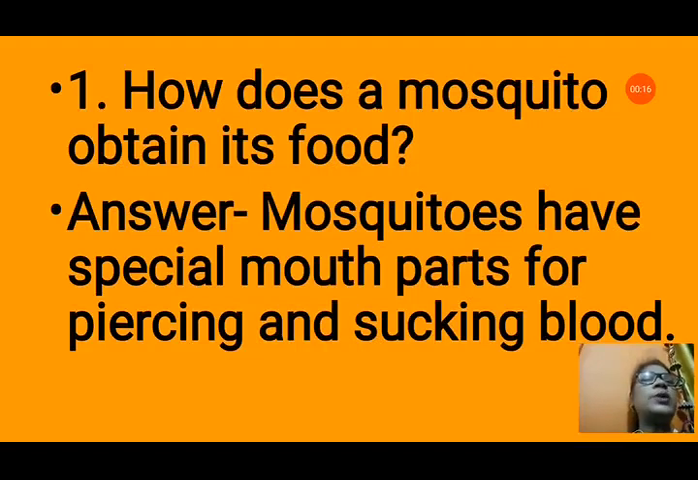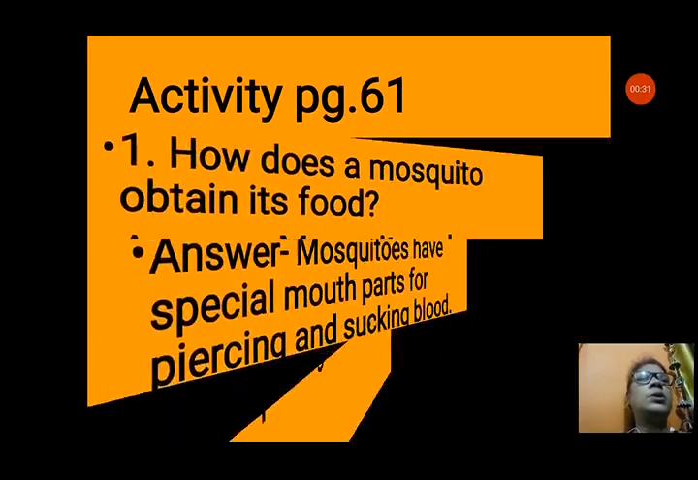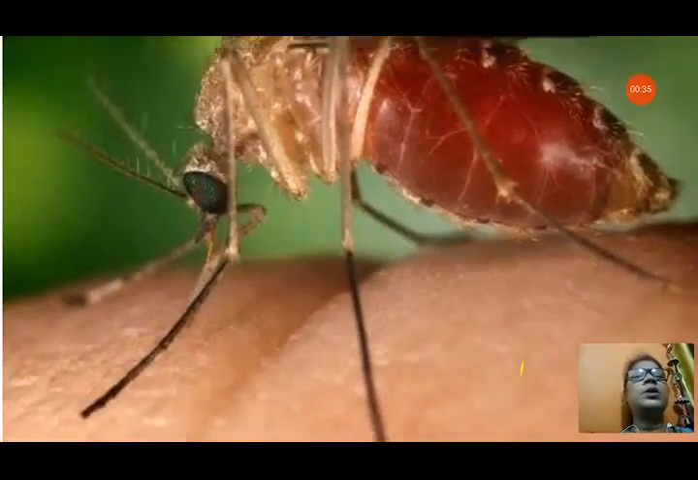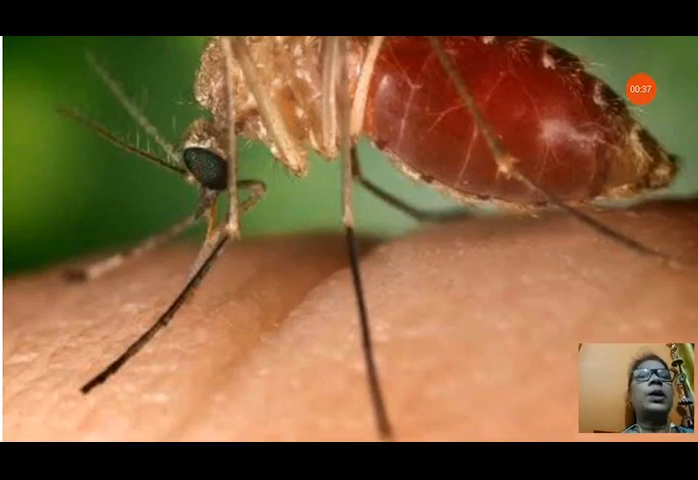The answer is mosquitoes have a special mouth part for piercing and sucking blood. You know that mosquitoes don't eat any food. They suck the blood of other animals. So, they have a special type of mouth part, a piercing part in their mouth, that sucks the blood of other animals. In this picture you can see the mosquito and its piercing mouth part that helps them to suck the blood.